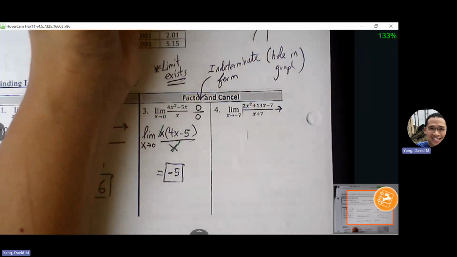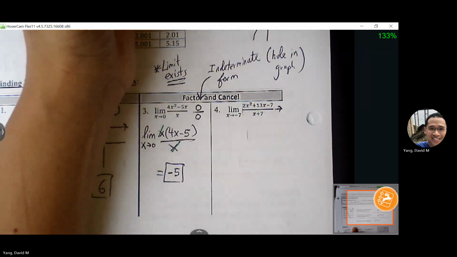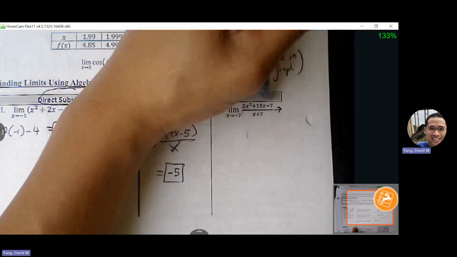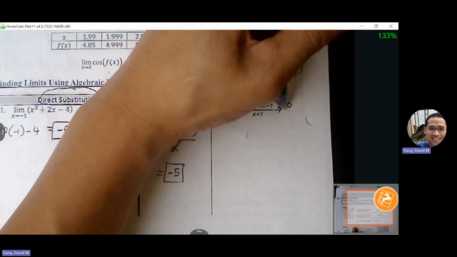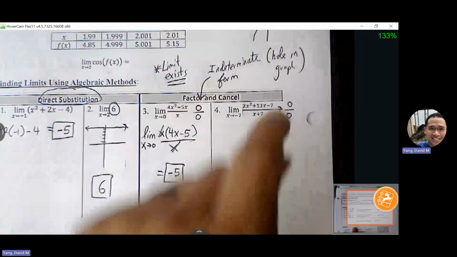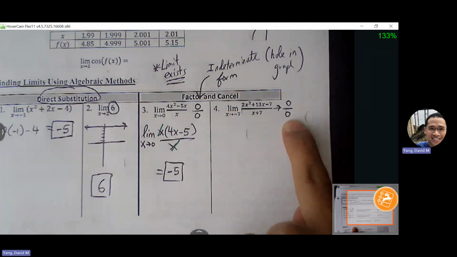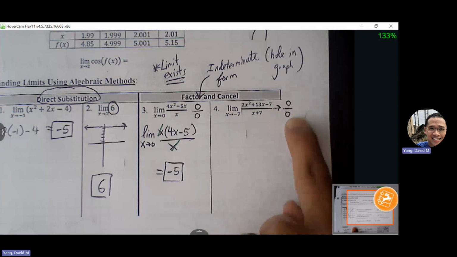So -7 in for x, I get 2 times 49 plus 13 times -7 minus 7. That's actually going to cancel out to be a 0. Denominator is also a 0. So we know there's a hole, but the limit exists. We can never stop here and say the limit doesn't exist. Okay, the point doesn't exist, but the limit does. We have to keep going.